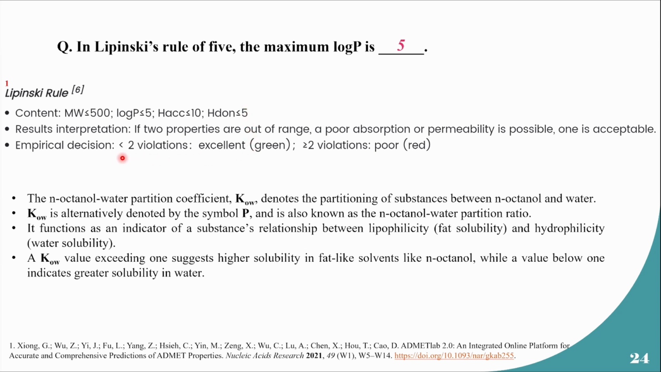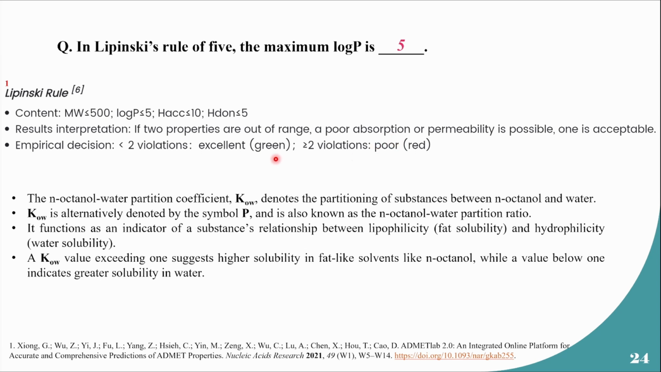So in this particular case, the Admit Lab server decides that if there are less than 2 violations in total, that is a pass, meaning we can proceed forward with that molecule. It is excellent, in green, right? If it has greater than or equal to 2, that will mean poor. So less than 2, of course, means 1 or 0, right? If it has no violations or only 1 violation, then it is fine. If it is showing 2 or more violations, then it is not good, it is poor.